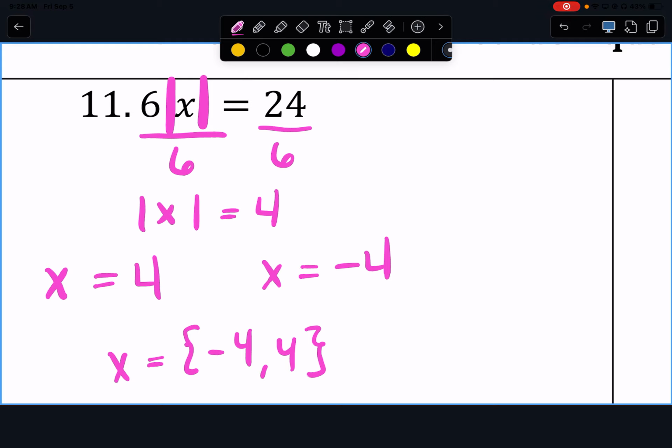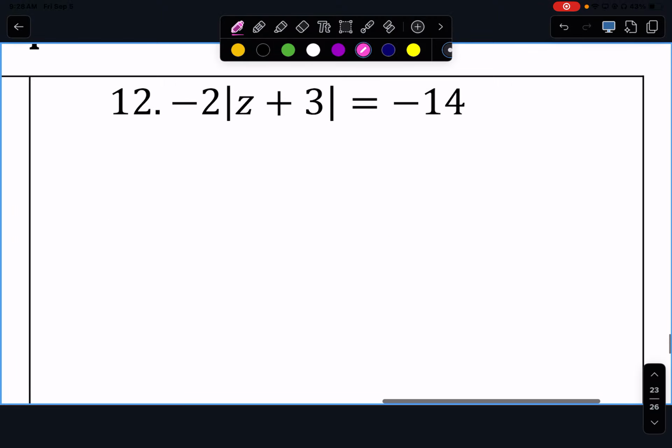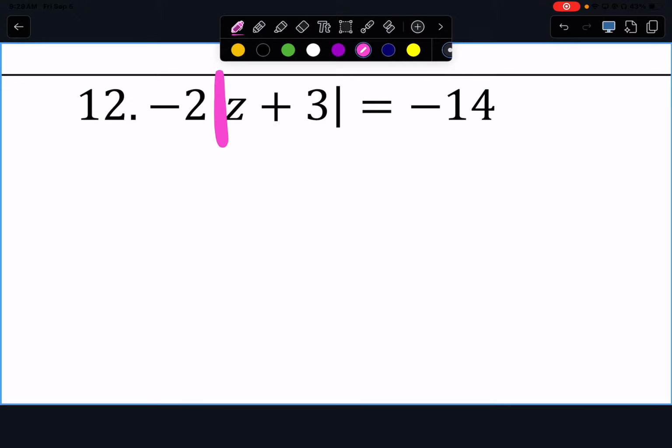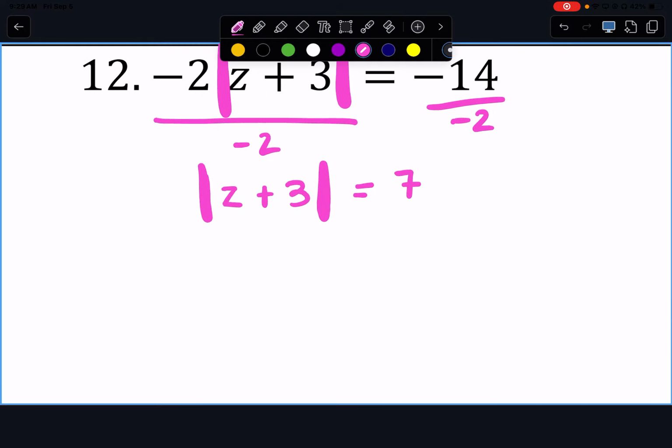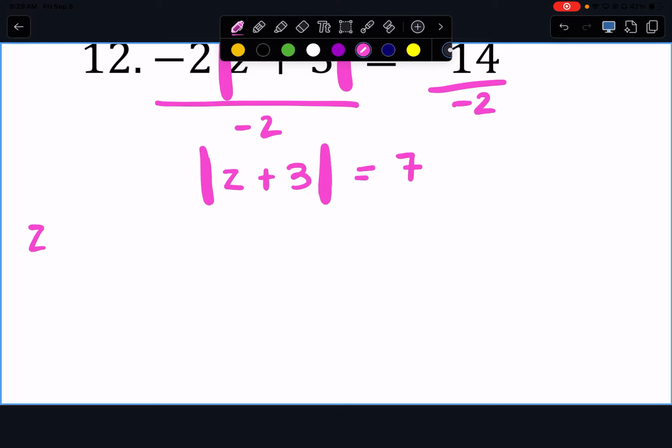So for question 12, what do I do? I'm trying to isolate the absolute value of z plus 3. Divide by negative 2 first. What is negative 14 divided by negative 2? 7. So we get the absolute value of z plus 3 equals 7. Now, before I subtract, I have to set up both equations. So z plus 3 equals 7, and z plus 3 equals negative 7. Then we can solve it.